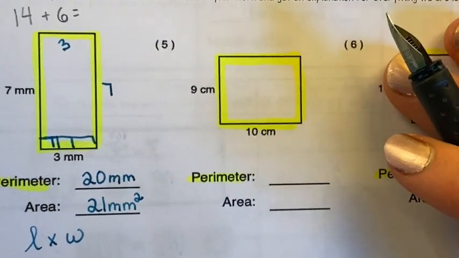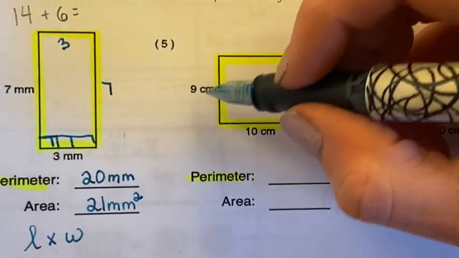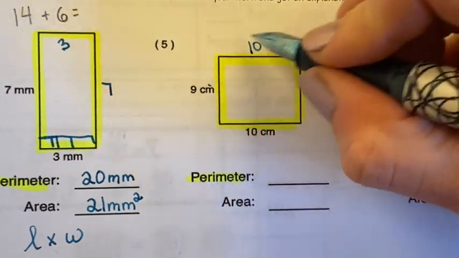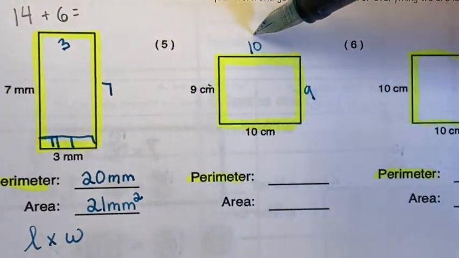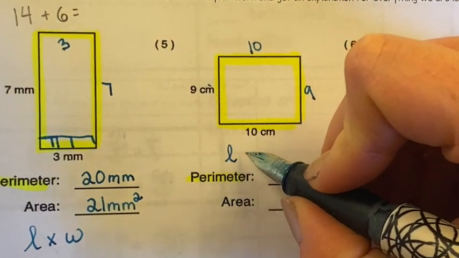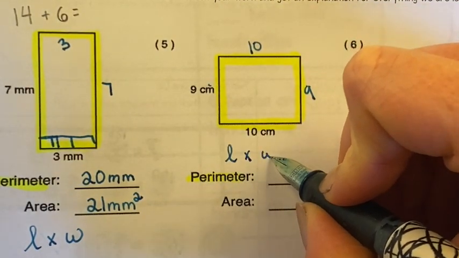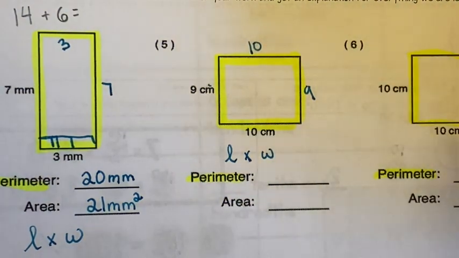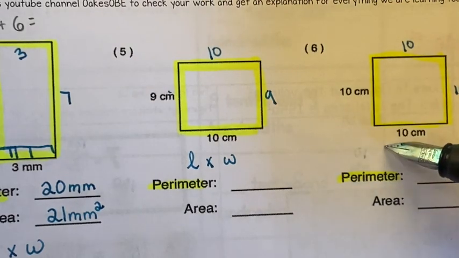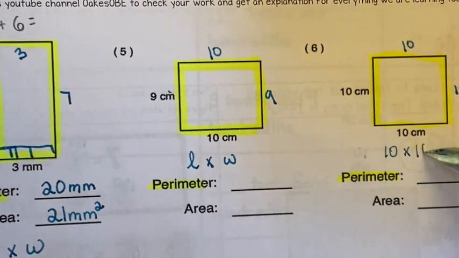Now, you're going to move on to the next one. You're going to do perimeter. You're going to add 9 and 9 and 10 and 10. You're going to add all your sides together. You can even just do 9 plus 10 plus 9 plus 10 if you want, however you're going to do it. And then you're going to do length times width to give your area. And for this one, it's a square. So you could just do, it's not a rectangle. You could just do 10 plus 10 plus 10 plus 10. You could do 10 times 4 for your perimeter. And for your area, you're going to go 10 times 10.